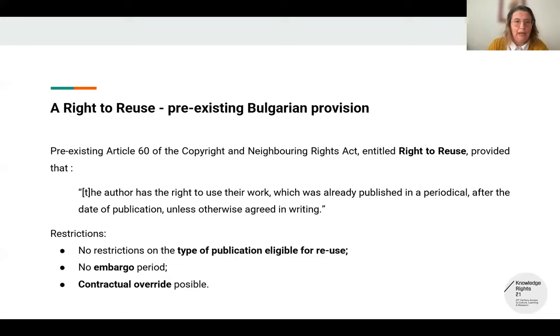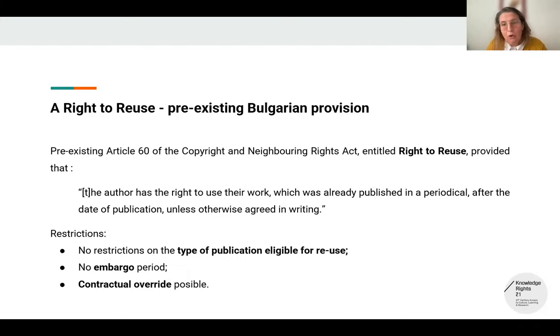this provision already provide for? First of all, the work or the publication in question, the pre-existing mechanism did not set many restrictions concerning the type of publication eligible for reuse. The provision specifies that the work has to be published in a periodical, otherwise there are no restrictions concerning the work itself. There are no restrictions concerning the version of the work that could be republished.